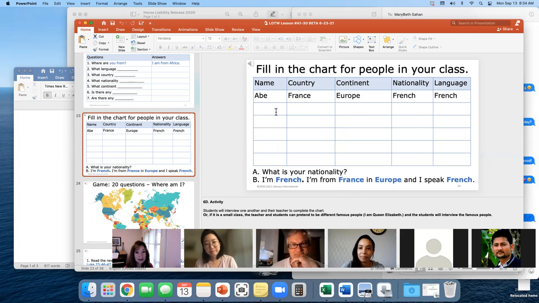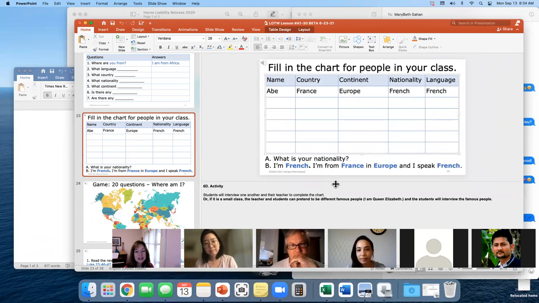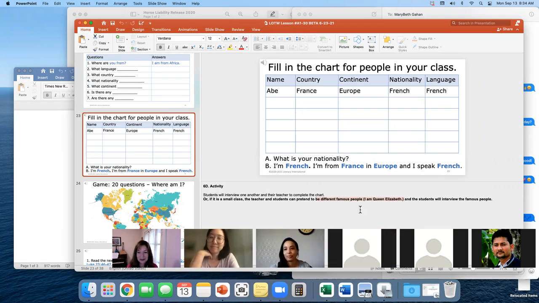Now, if you have a small class and you just have the teacher and the student, you can fill it out for the teacher and the student. But you could make it more interesting. You could pretend to be different famous people. So for example, I can say, I am Queen Elizabeth. And then you can ask the students to interview you. So Kimberly, I am Queen Elizabeth. Could you ask me the questions about my nationality and country and language?